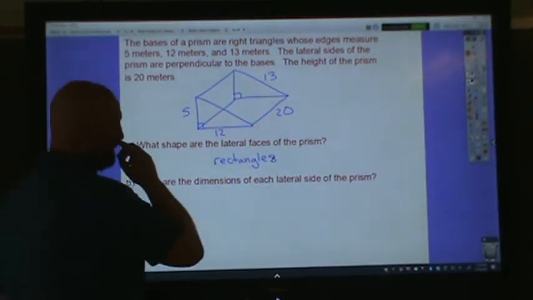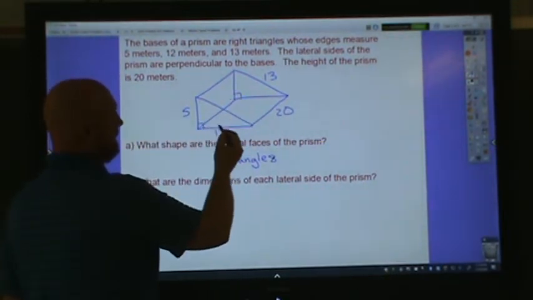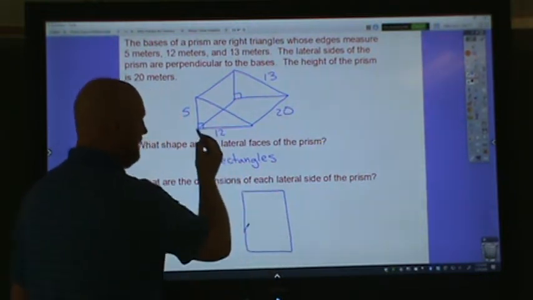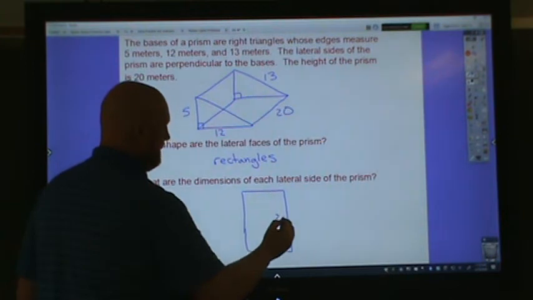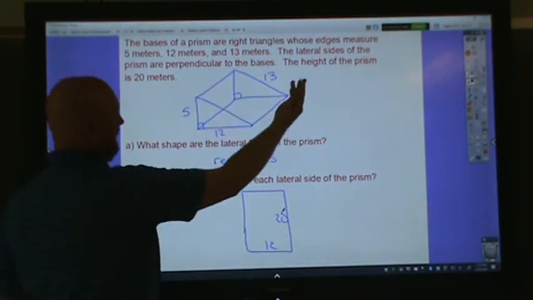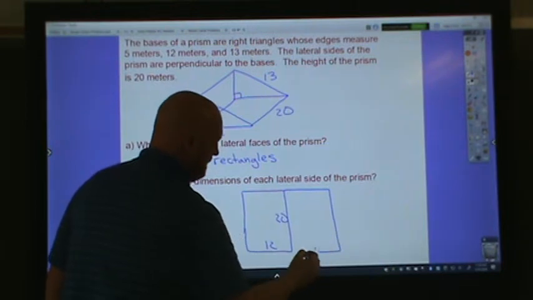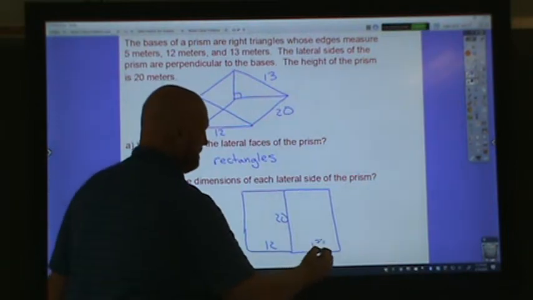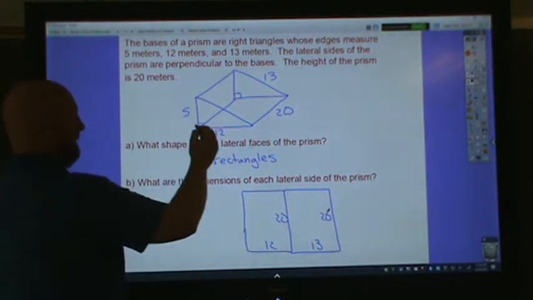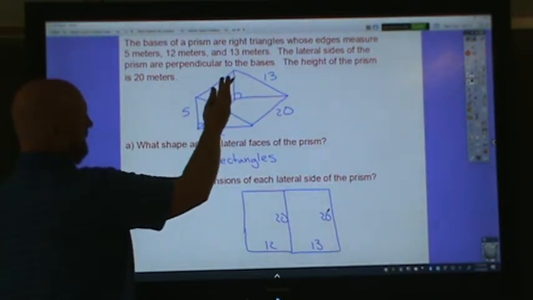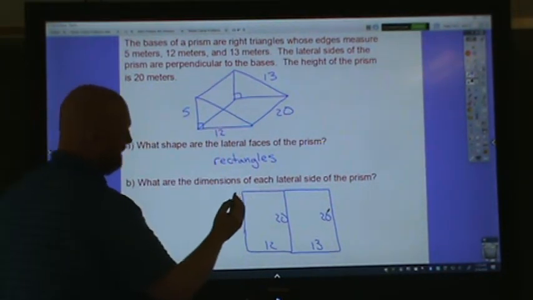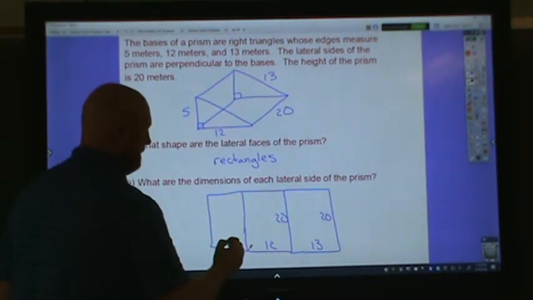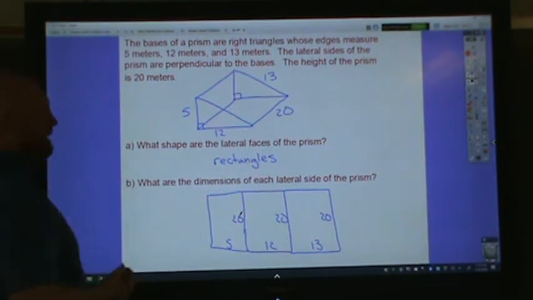If I want to find those dimensions, I might just unfold it and draw them. So maybe I start with this rectangle down at the bottom. And the rectangle down at the bottom is 12 by 20. Then I can take this right-hand side and fold that up to the right and draw that rectangle, which would be this dimension, which is the 13, by this dimension, which is the 20. And then I have the sort of left-hand side, or maybe some of you might call it the back, and I would fold that to the left to draw another rectangle that's 5 by 20. So that shows the dimensions of all the lateral sides.